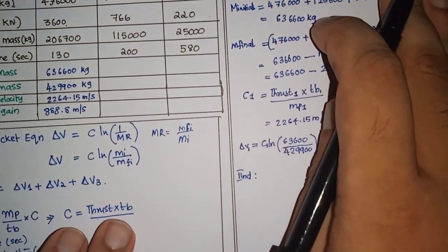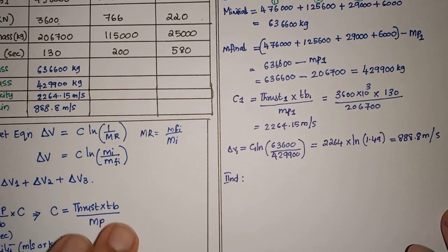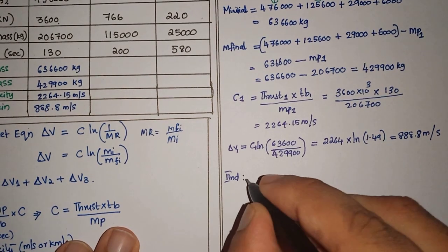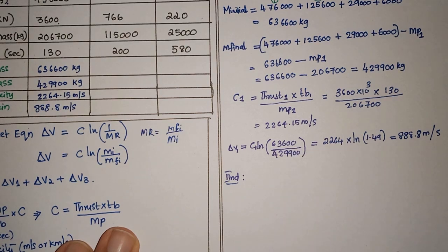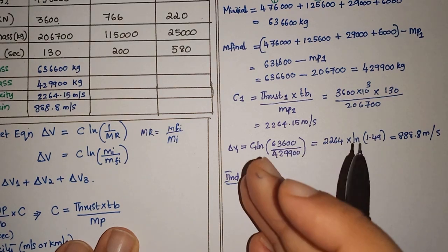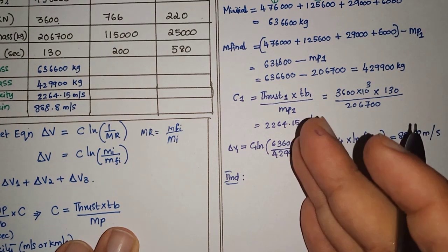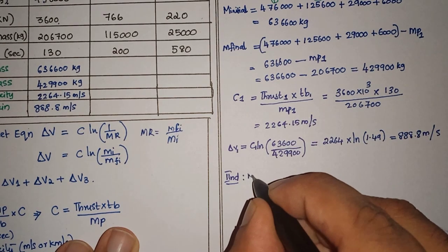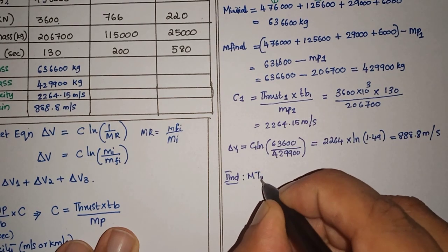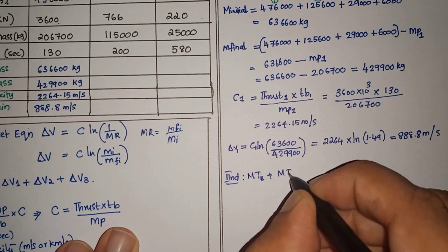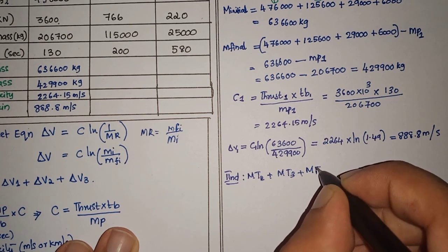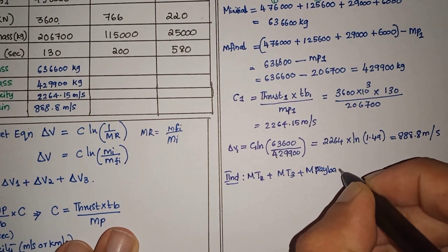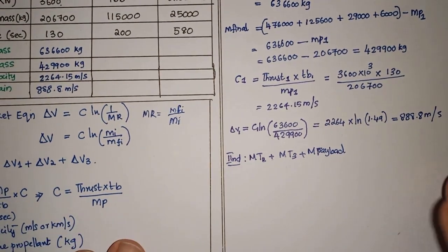Okay. Now for the second stage, let's get back to here. The first stage is no longer here because the propellant has already been consumed. Now you can start considering the stages from the second stage onwards. So this is going to be the total mass in the second stage plus the total mass in the third stage plus the total mass of the payload.